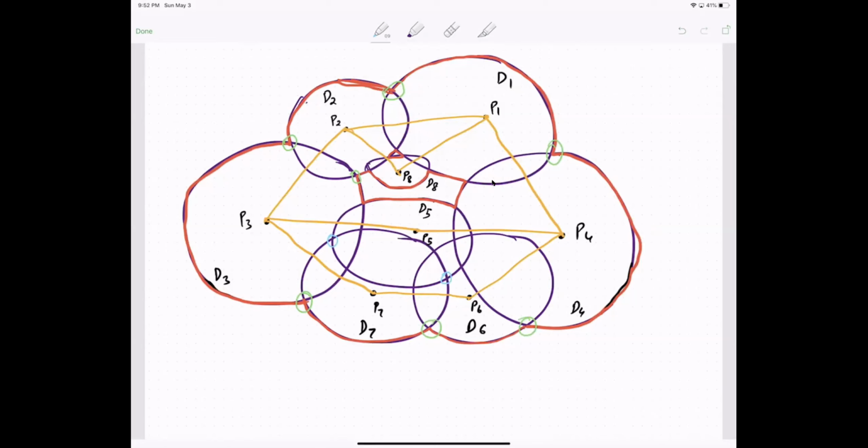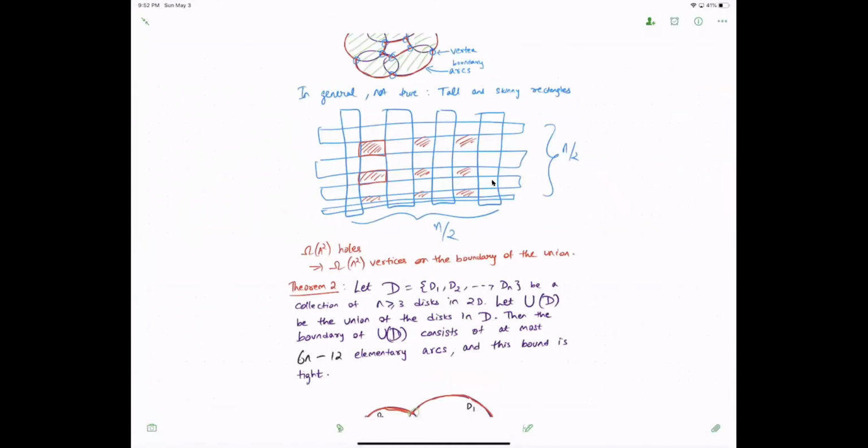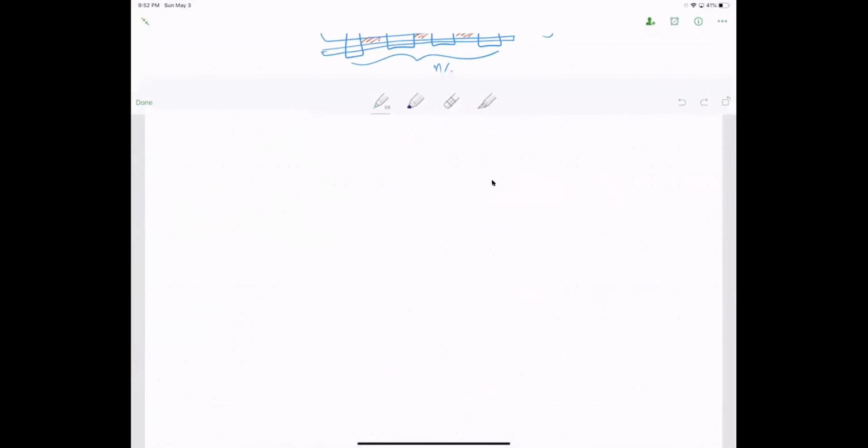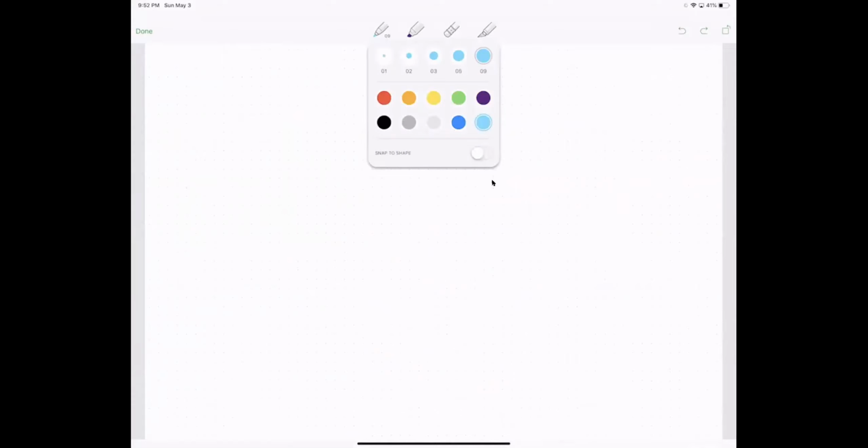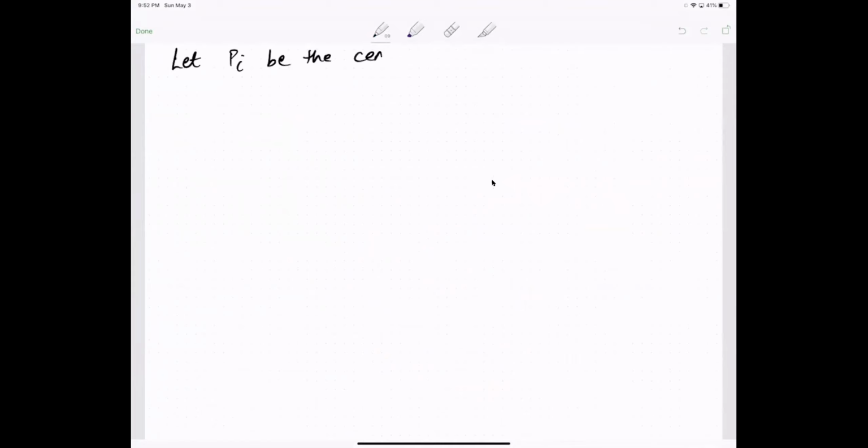So yeah, just to illustrate this, I had to draw this big figure. And now let me just formally write down everything that we talked about just now. I'll just write it down. Let Pi be the center of disk Di.